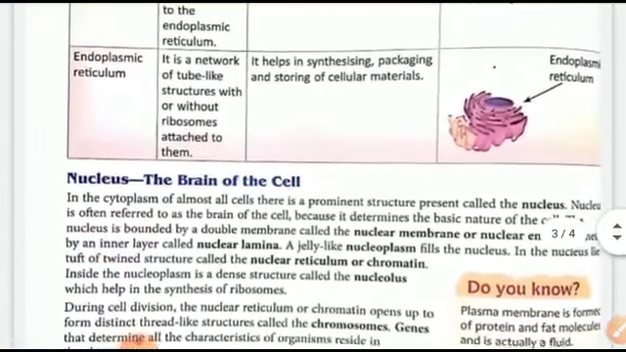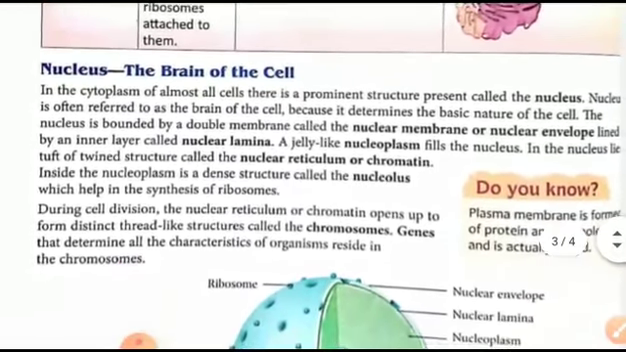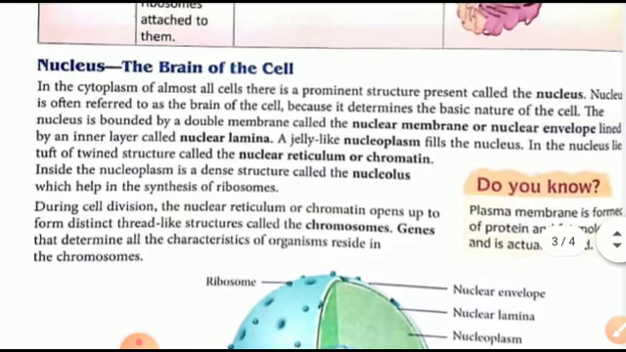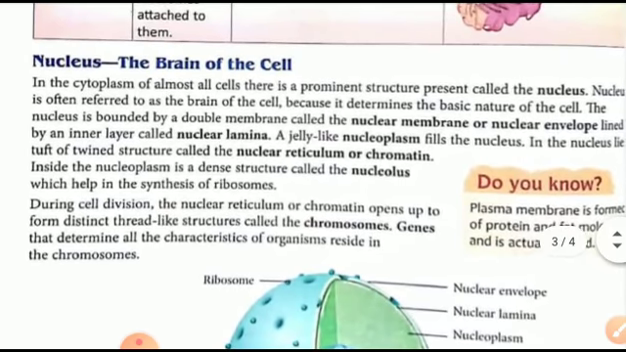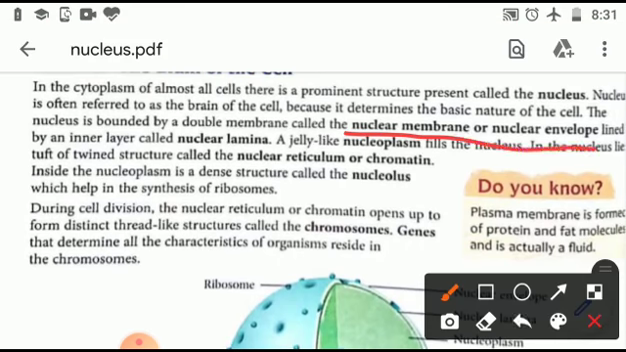Nucleus, the brain of the cell. In the cytoplasm of almost all cells, there is a prominent structure called the nucleus. The nucleus is often referred to as the brain of the cell because it determines the basic nature of the cell. The nucleus is bounded by a double membrane called the nuclear membrane or nuclear envelope, lined by an inner layer called the nuclear lamina. A jelly-like nucleoplasm is there in the nucleus, and in the nucleus lie a tuft of thread-like structures called nuclear reticulum or chromatin.